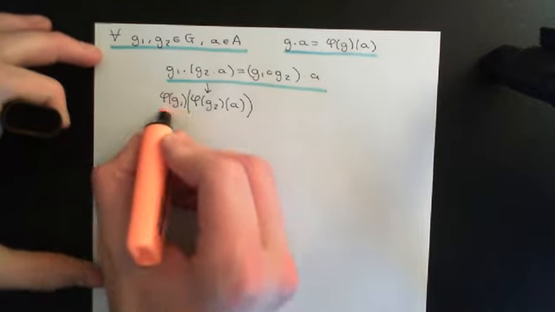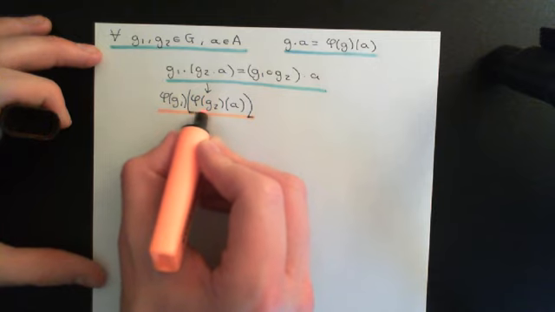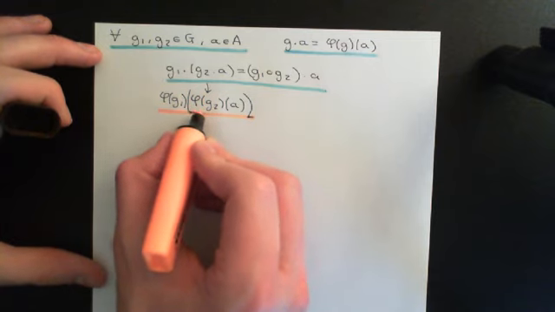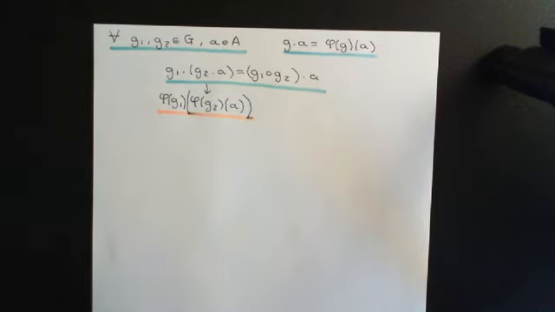It means first do the set permutation that the permutation representation has associated with the element little g2, then do the set permutation that the permutation representation has associated with little g1.